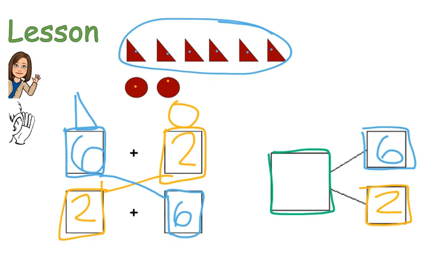And now we're going to find out our total. How do we find out our total? We need to count the shapes all together. There's that word, put together, all together. So let's see, I know this is 6, so I'm going to go 6, 7, 8.